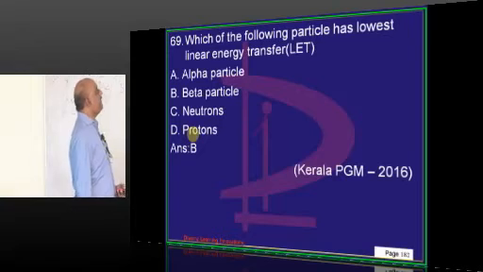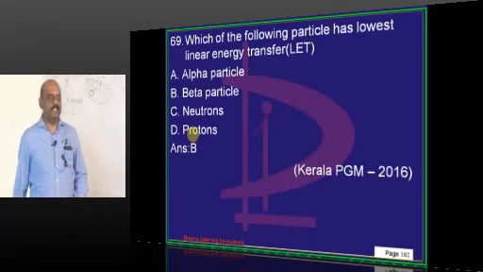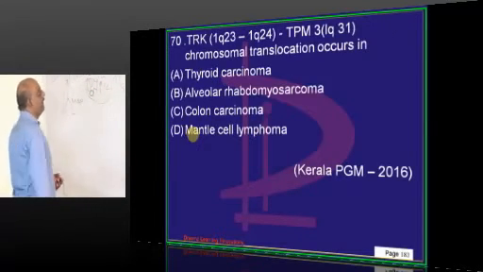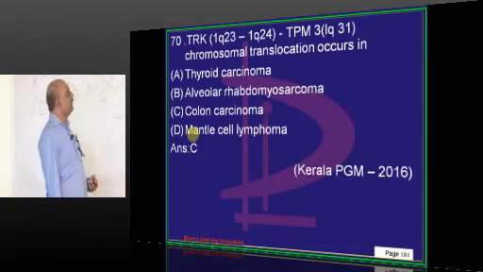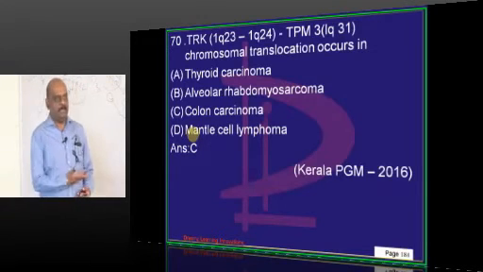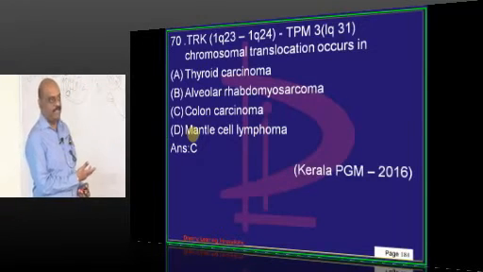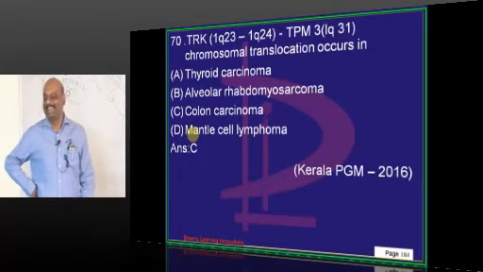Lowest linear energy transfer is there for beta particle. Illogical. TRK, TPM, chromosomal translocation. Colon cancer. Illogical. Impossible. What is it? Some favorite questions. Just because you answered, don't say that it is the correct answer of the top 100 rankers.